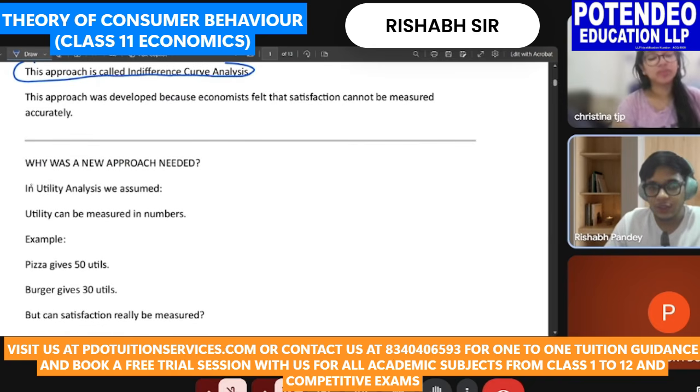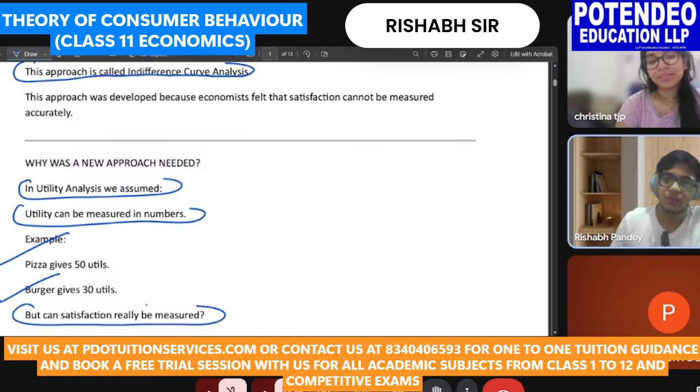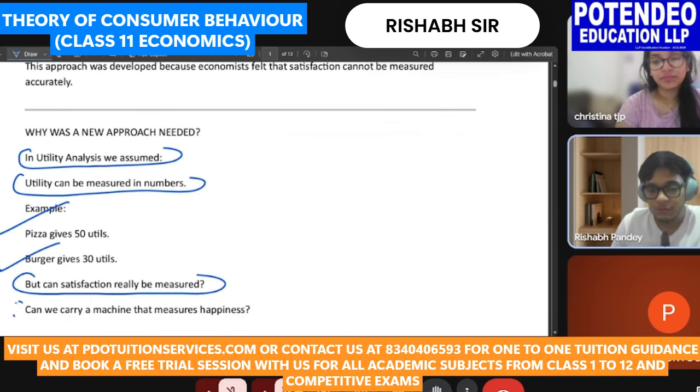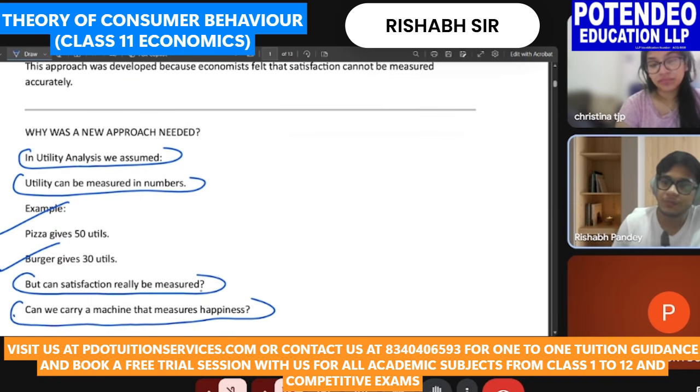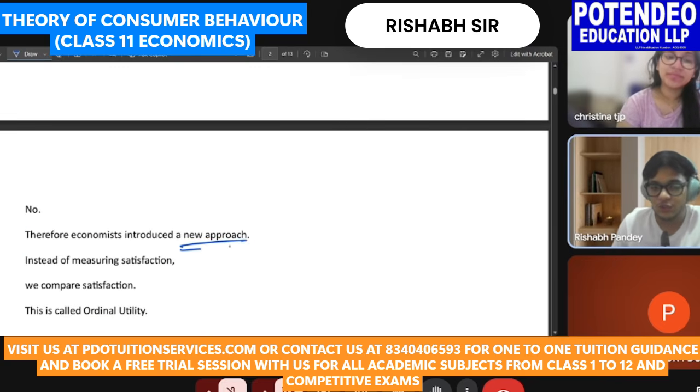Let's start with why a new method, sir. In utility analysis, we assume that utility can be measured in numbers. You said yes on that. Example, pizza gives me 50 utils. You know, utility has a unit called utils. I made you write that. And burger gives me 30 utils. But can satisfaction really be measured? No. Can we carry a machine that measures happiness? No. Exactly. That's where we introduced a new approach that is called the ordinal utility concept.